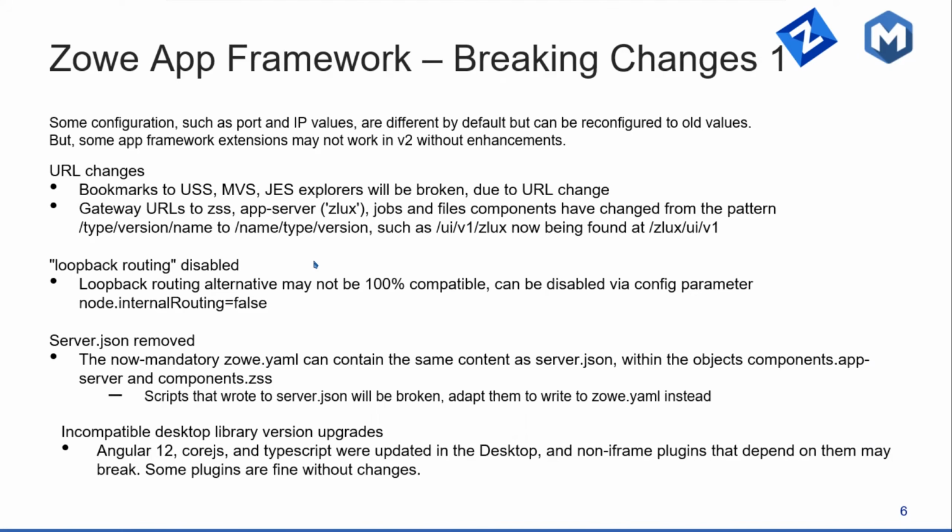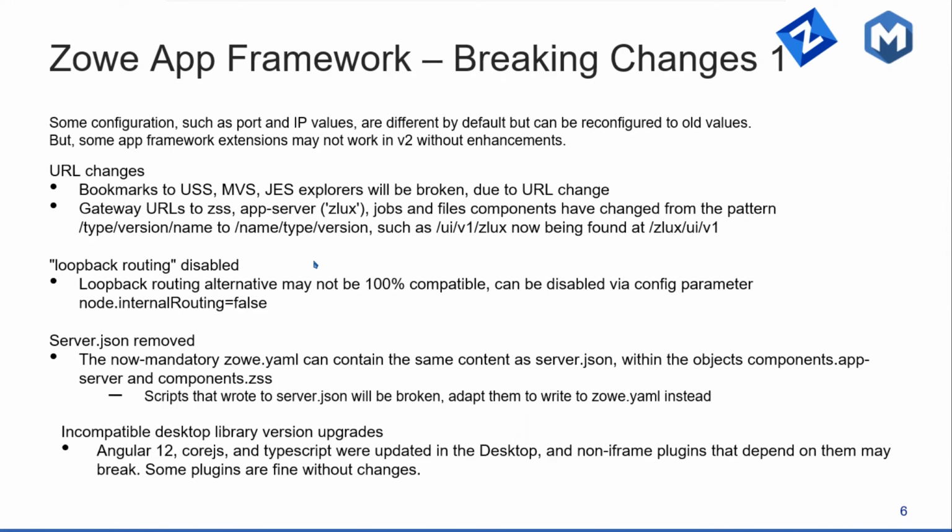The next one here is just about the loopback routing that I mentioned before, where we wanted to get rid of the server needing to talk to itself. It's hard to guarantee that this internal routing will be 100% compatible because of the way in which we've made this enhancement. So it could break, but you can get backwards compatible behavior by setting the property node.internal routing equals false within the app server config.